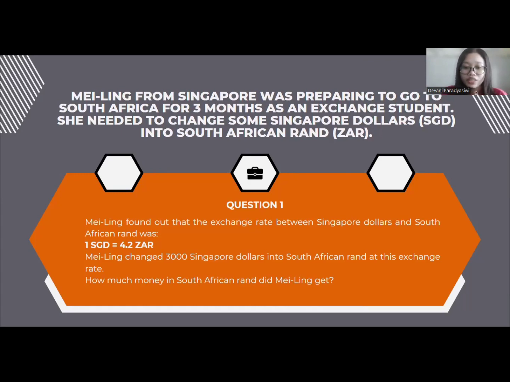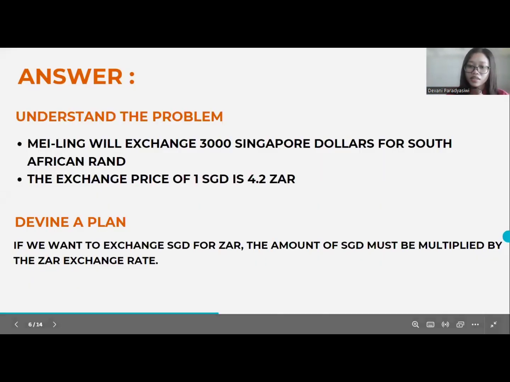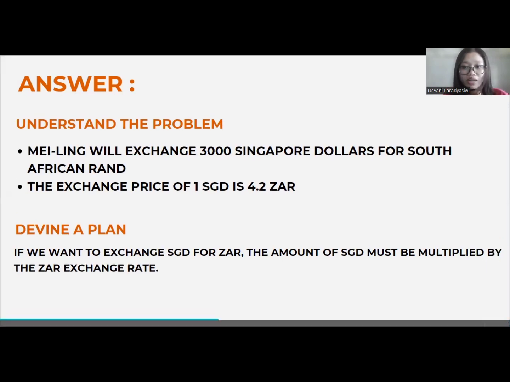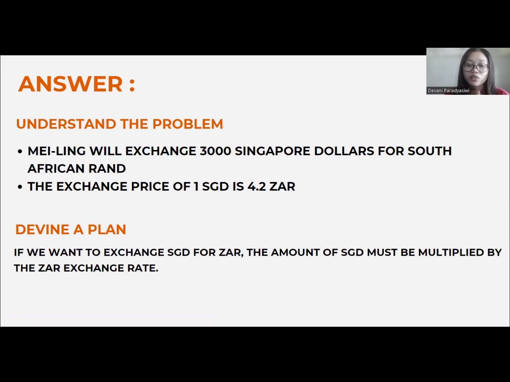To find the solution to this question, we use the Polya steps. Number one is understanding the problem. For this problem, we know first, Mei-Ling will exchange 3,000 Singapore dollars for South African rand, and two, the exchange price of 1 SGD is 4.2 ZAR.